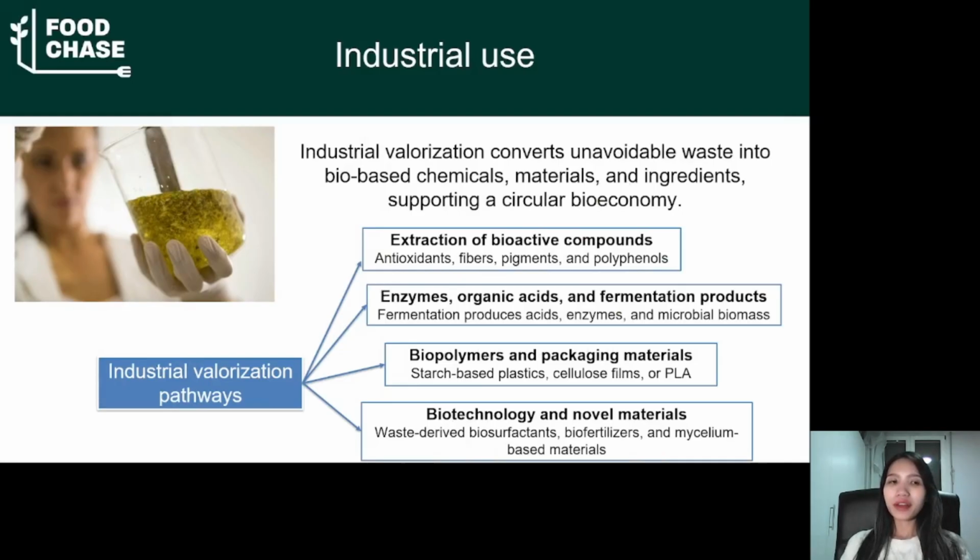The next level of the hierarchy is industrial use. The valorization convert unavoidable waste or byproduct into bio-based chemical material and ingredients, supporting a circular bioeconomy. Through the valorization, we can obtain the bioactive compound through extraction. The compound, for example, like antioxidant, fiber, pigment, and polyphenols. We can obtain through fermentation the enzyme, organic acid, and fermentation products.